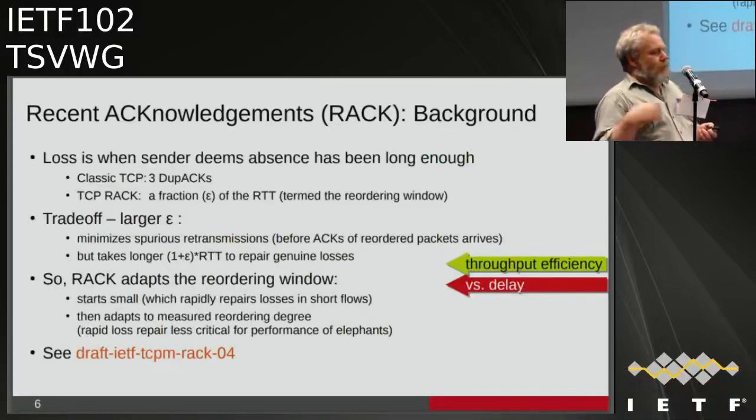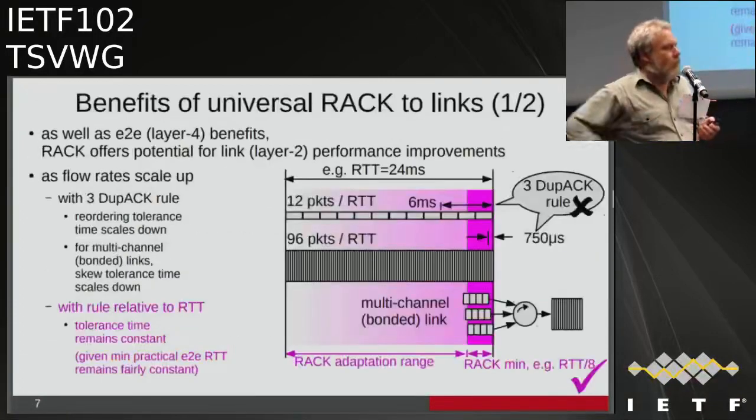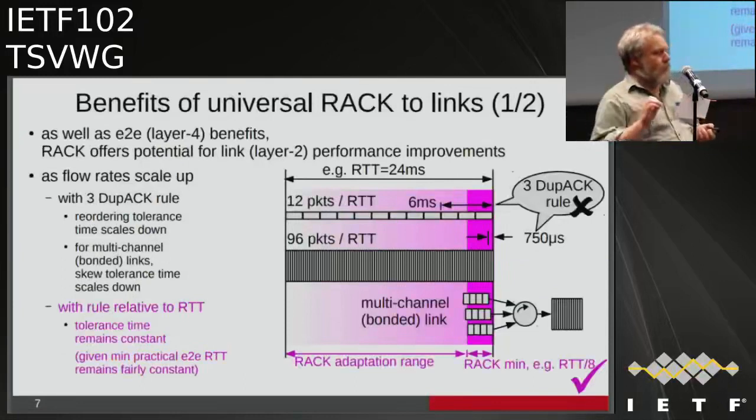So RACK adapts that reordering window. It starts small so that short flows get losses repaired quickly, but then it goes longer later. Okay, so all the details are in the RACK draft, but that's RACK in a nutshell. So what are the benefits of RACK to links? And that's why we're saying this is a must for L4S, because it turns out there are benefits for the applications and the end systems.